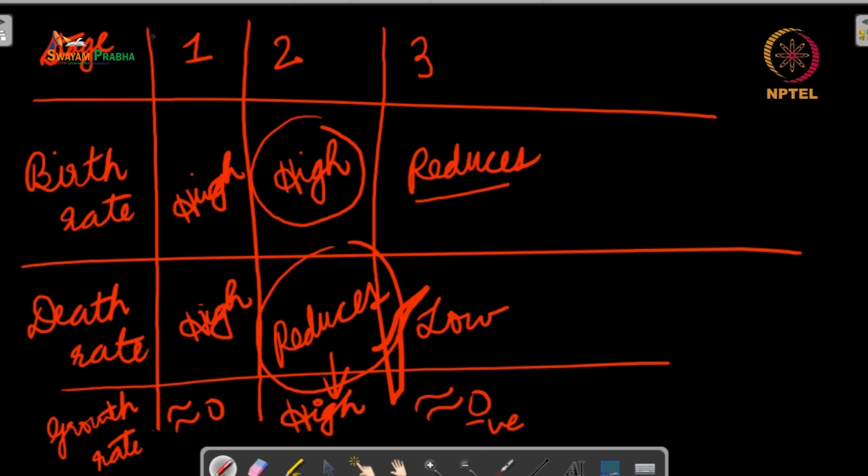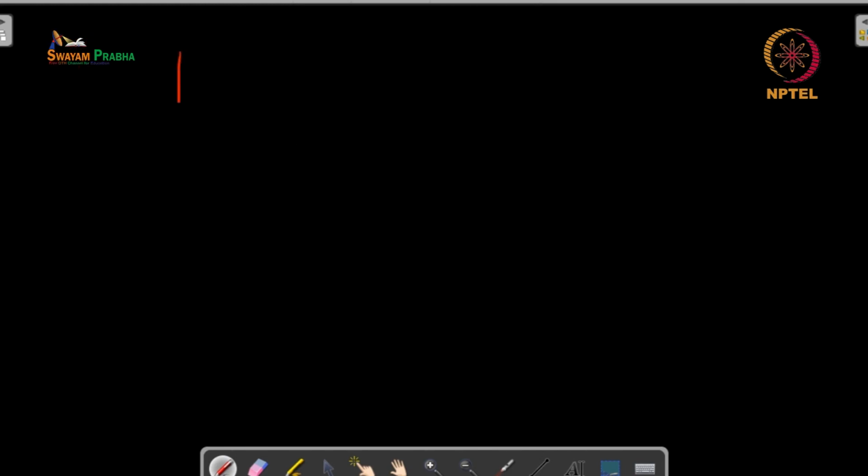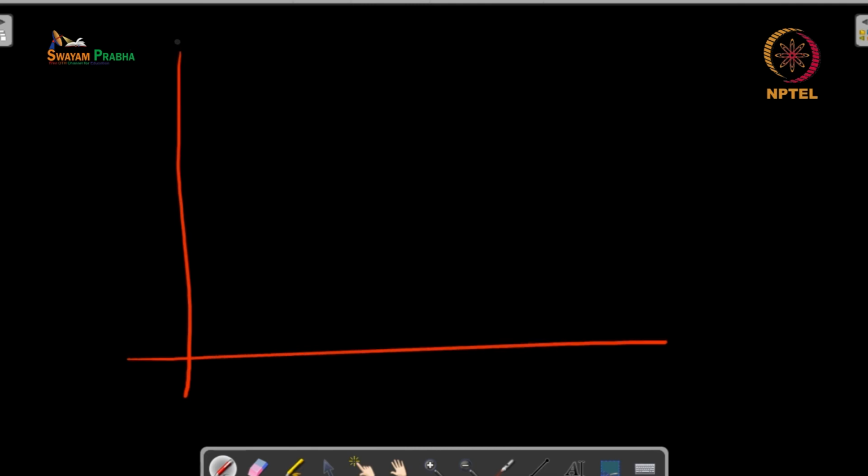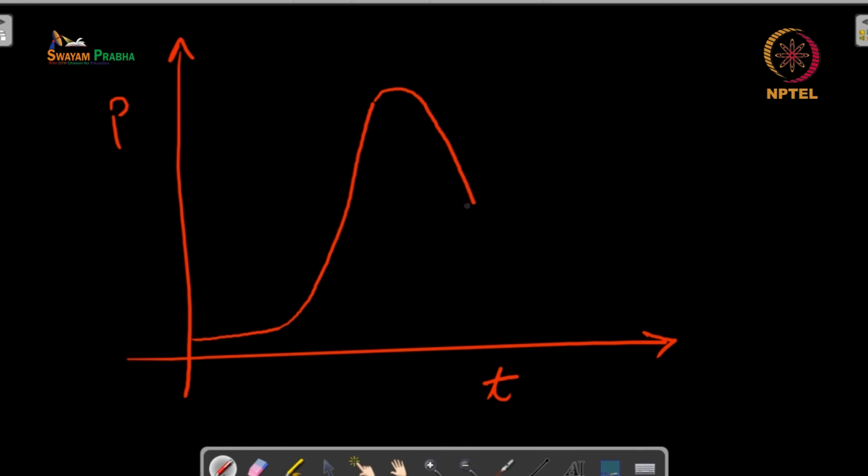And so in a large number of societies, if you plot the population growth, so if you have population versus time, in the beginning you have very less growth of population, or roughly the population remains stable because the high births and high deaths equalize each other. Then we have a phase where the population increases exponentially because the death rates are going down. Then it reaches a peak and then it starts to decrease.